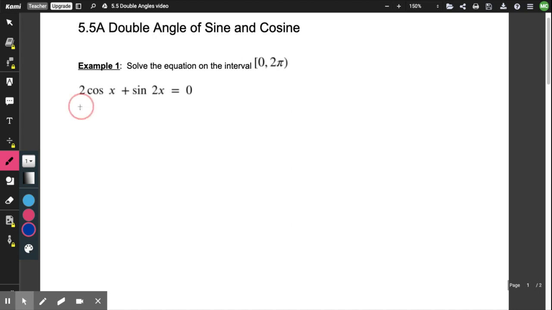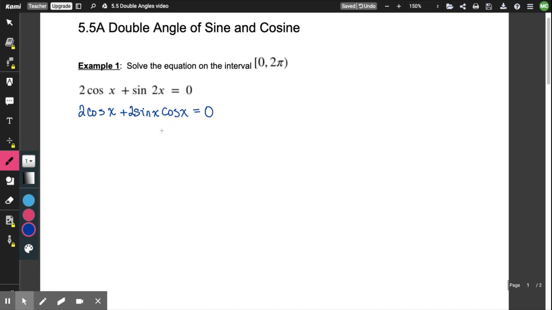So my first move is going to be to apply that double angle formula to replace that sine of 2x with 2 sine x cosine x, just using the formula. So once I've got that, I now have all of the arguments just say x, and so I'm ready to do whatever it's going to take to solve this one.